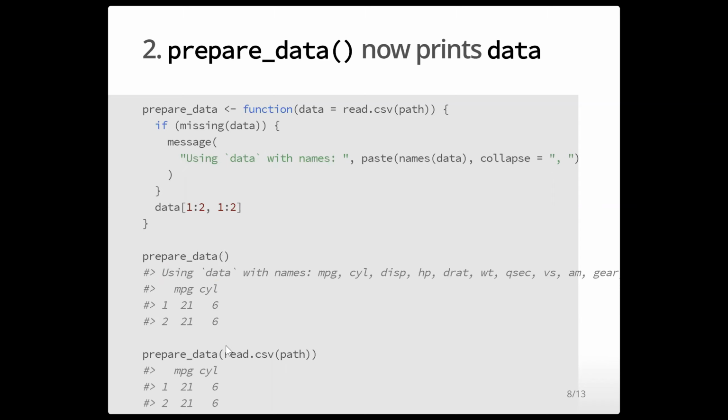But then if they do pass the argument data, like in this second call to the function prepare data, notice that instead of not passing anything, I am actually passing the argument read.csv path. So I am passing the argument data.